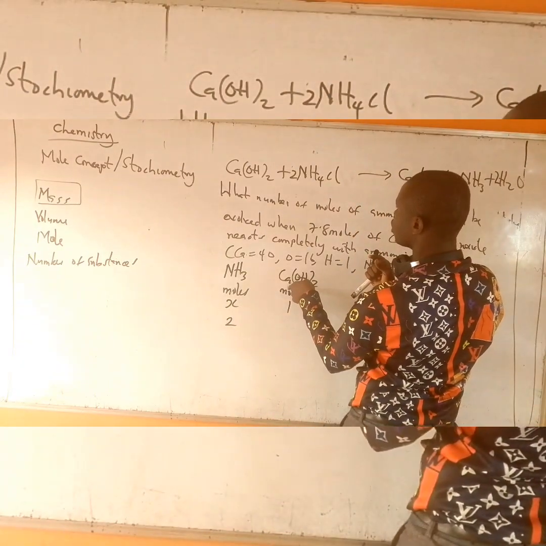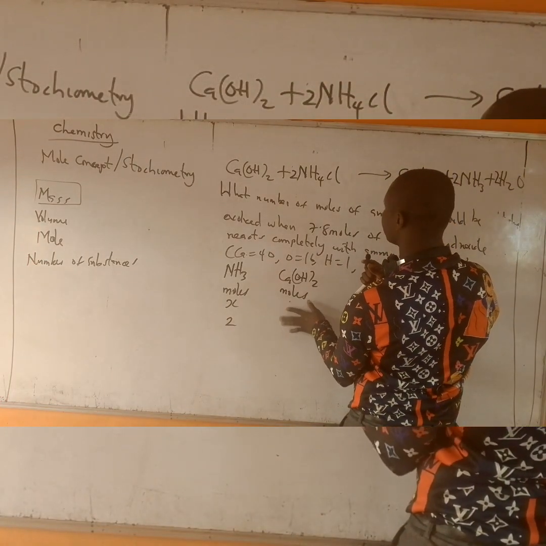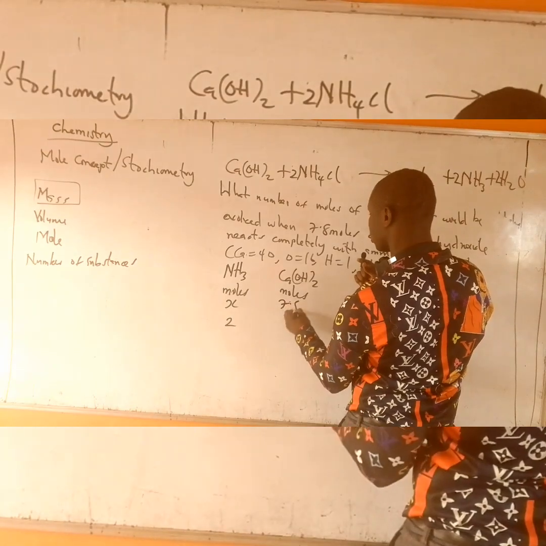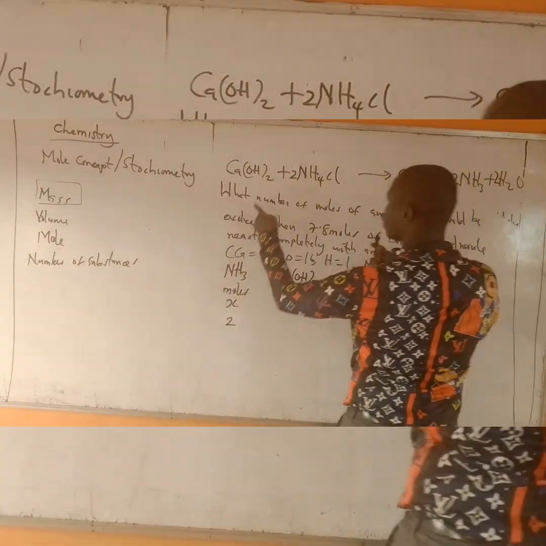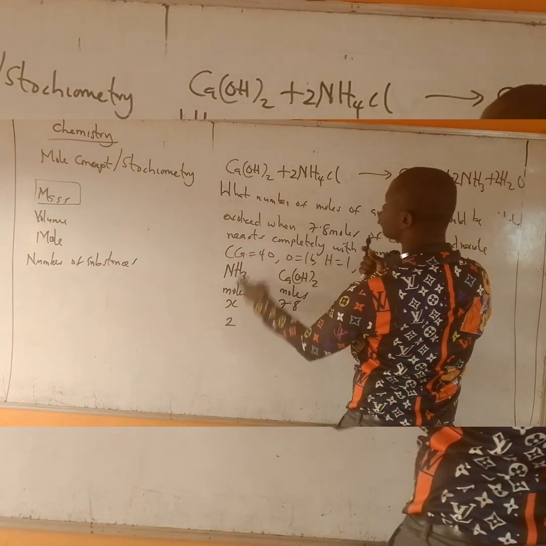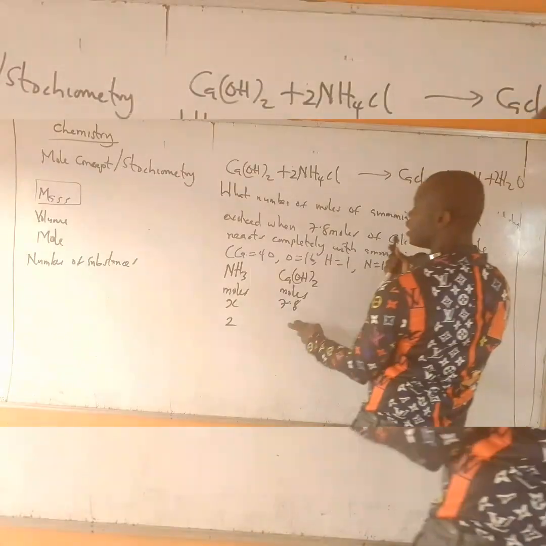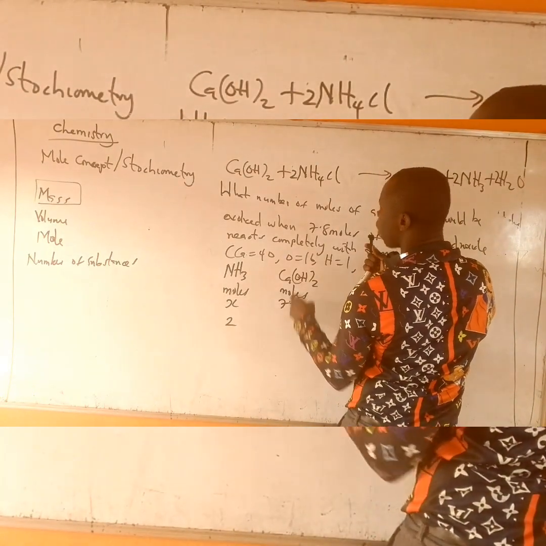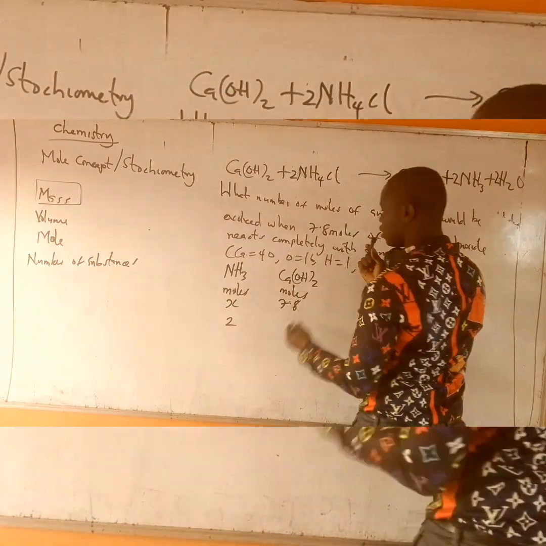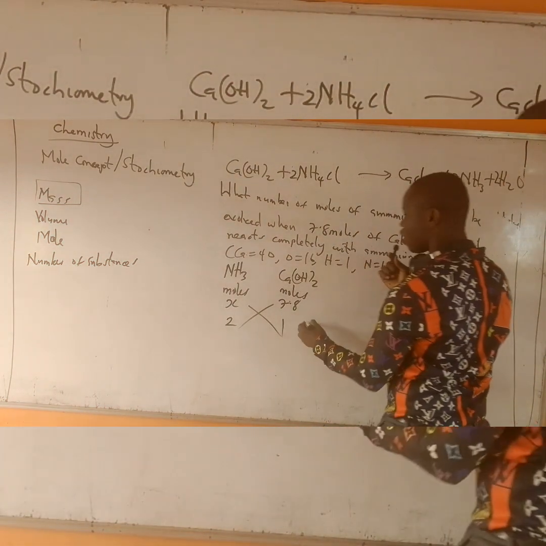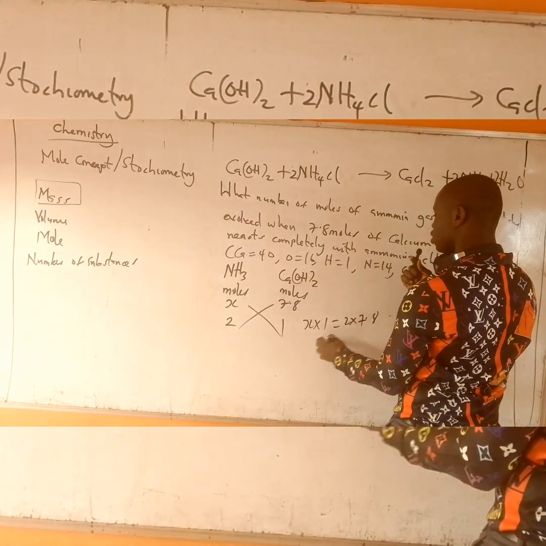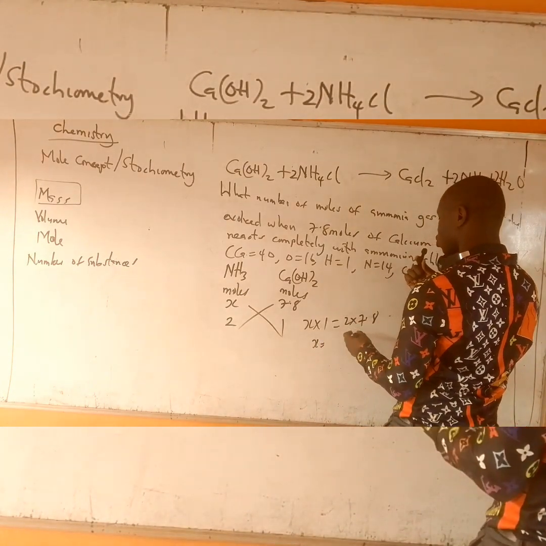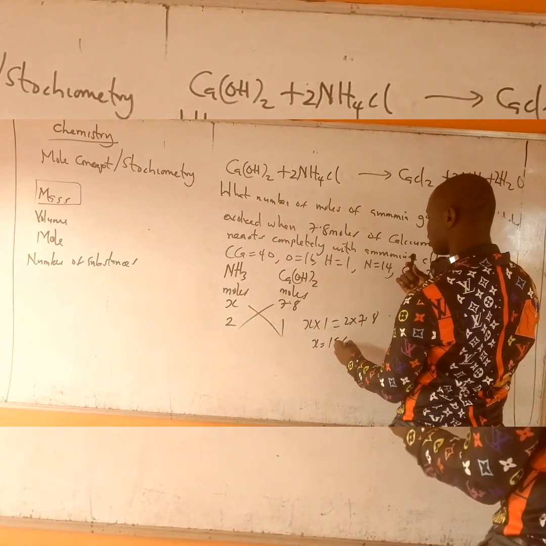They gave us this one, which will be 7.8, is it not? Then this one will be 2, because from the equation of reaction, we have 2 moles of ammonia gas and 1 mole of calcium hydroxide. If you cross multiply, you have X times 1 equal to 2 times 7.8, so X equal to 2 times 7.8, that is 15.6 moles.